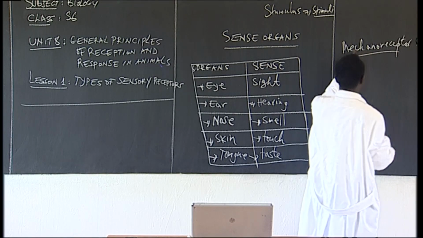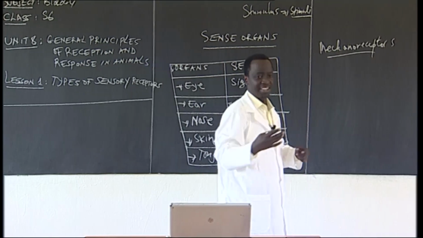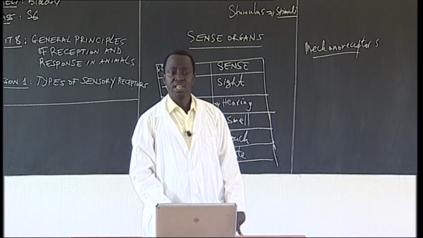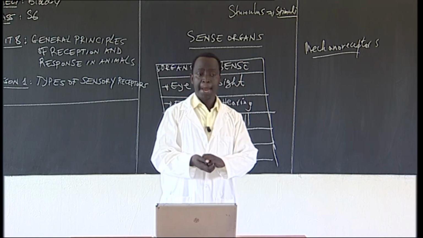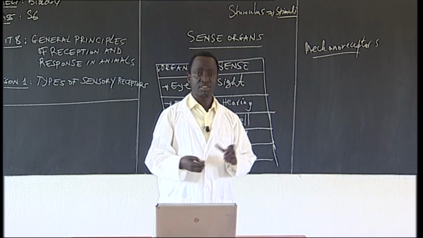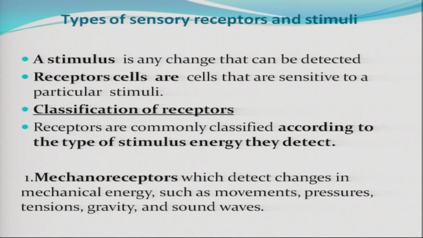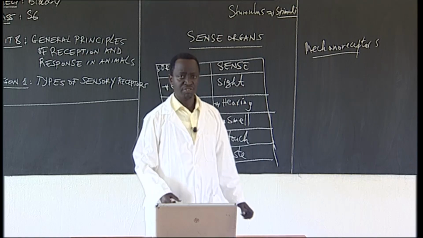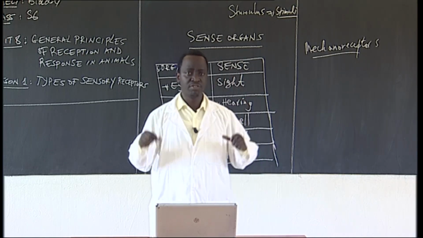Mechanoreceptors. What kind of receptors are mechanoreceptors? They detect change in mechanical energy, such as movement. When there is a movement, it can cause you to hear that there is a movement, either movement of air or movement of sound. For example, if a car is moving on the road, you can hear the sound of the car.